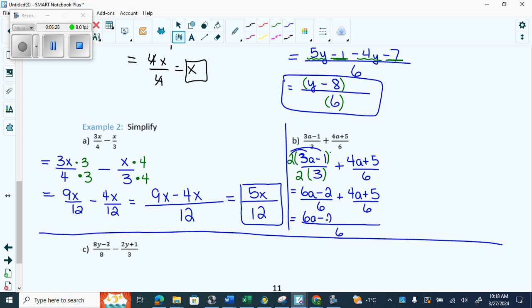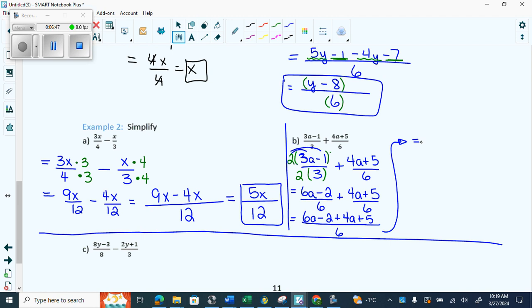So we're going to get 6a minus 2 plus 4a plus 5. So what do we get? We get a common denominator. Then we write everything over the denominator. Now we collect like items. I know it's like terms, but because I call them items, they're items to me, right? Then I don't mess up the letters.